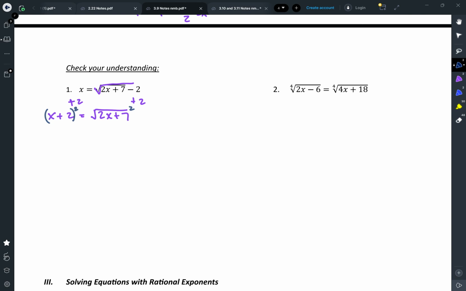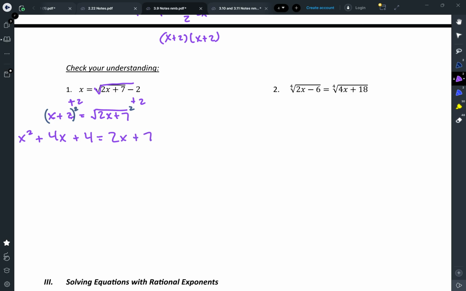On the left when I'm squaring, remember we've got to go through and do that whole x plus 2 times x plus 2. The way that I do that, my shortcut is to take x and square it. My middle term will be 2 times x but doubled, so 4x. And then the 2 squared gives me a 4. On the other side, I have just a 2x plus 7.